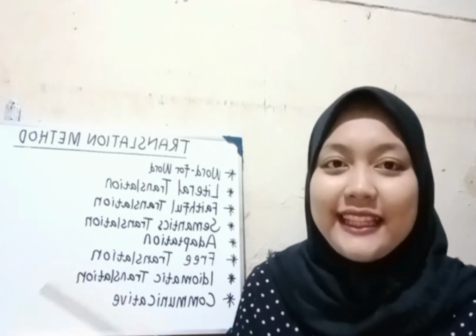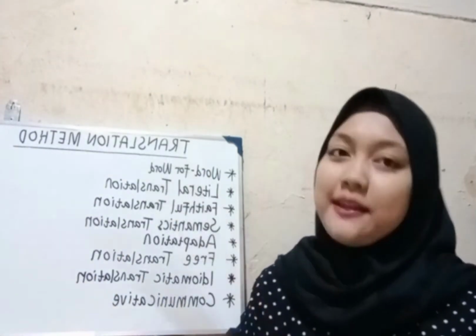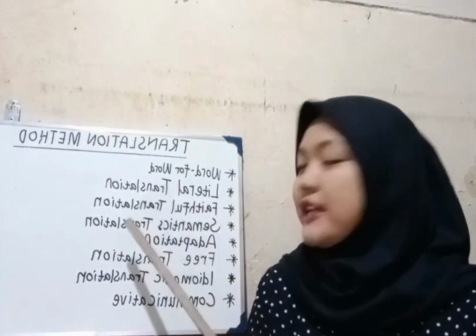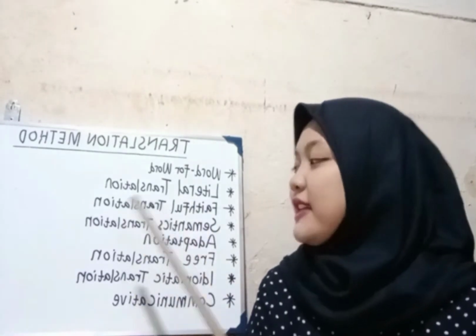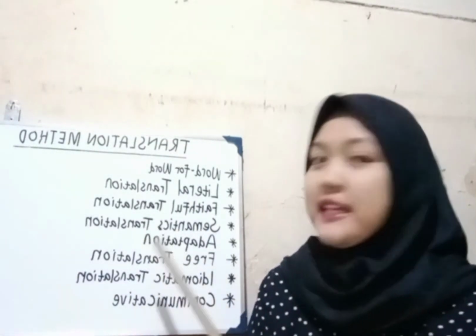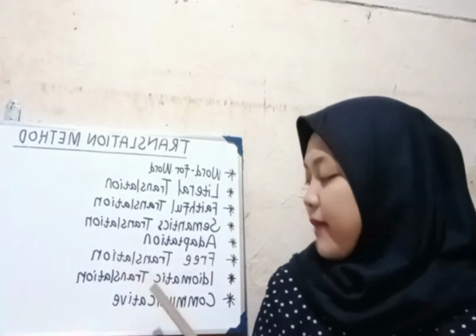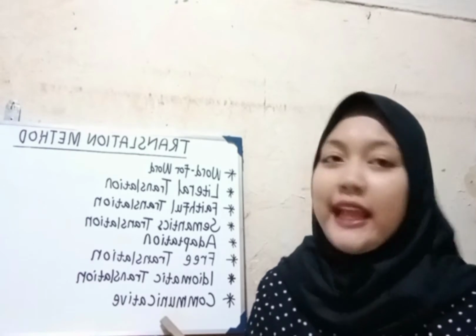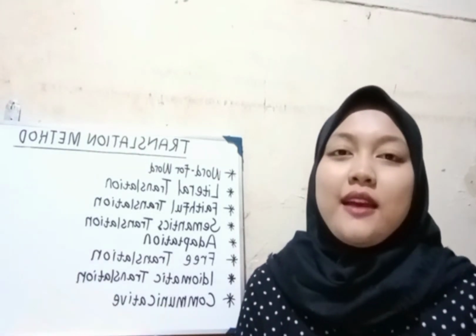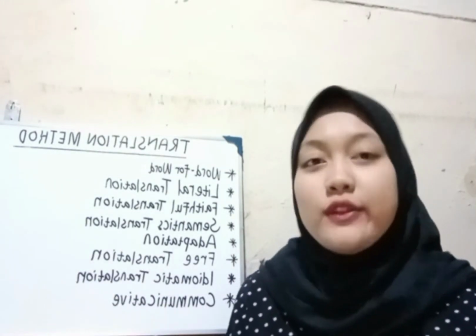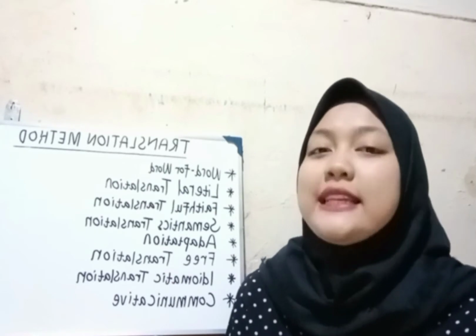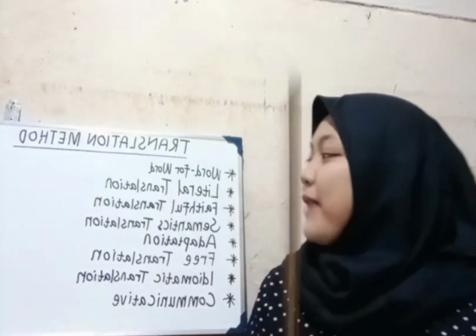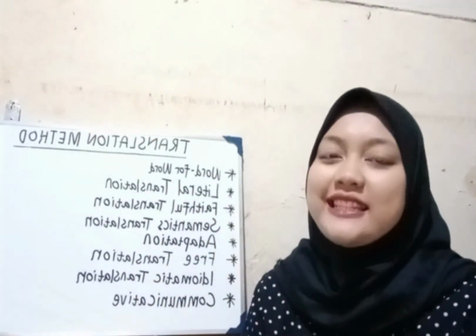What are they? They are word-for-word translation method, literal translation method, faithful translation method, semantic translation method, adaptation translation method, free translation method, idiomatic translation method, and the last is communicative translation method. But today, we only want to learn about 2 translation methods. What are they? They are word-for-word translation method and literal translation method.